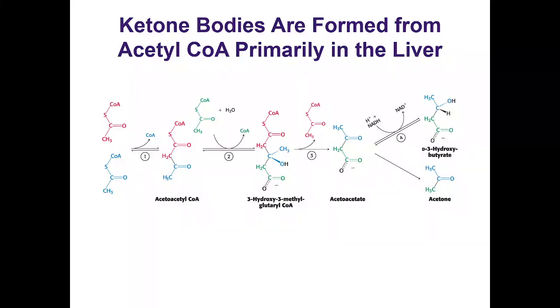Okay, we should have left off here last time, I believe. And so the ketone bodies are going to be formed from acetyl-CoA, primarily in the liver. And right here we actually have the acetyl-CoAs. Does everybody see that okay?